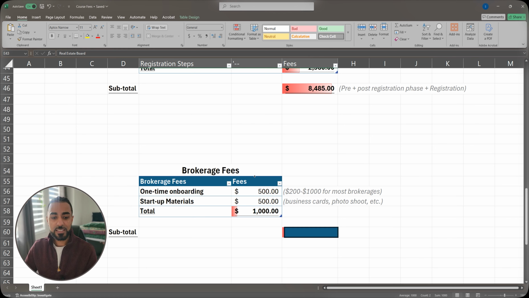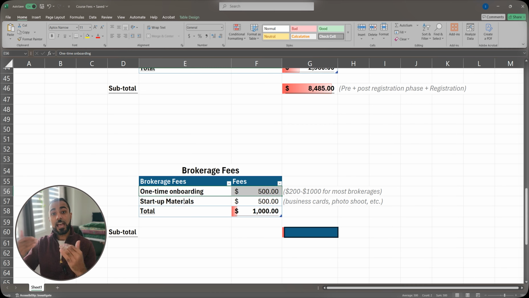So brokerage fees, I've just laid them out here already. And essentially these vary per brokerage. So it can be very, very big in terms of the difference depending on who you join. But the only required fee here is the one-time onboarding fee. Some brokerages have very, very low fees, something like $100 or $200. And some can have much higher onboarding fees, something like $700 or $800, or maybe even $1,000. So it really depends on your brokerage, but that is the only required fee from the brokerage itself.